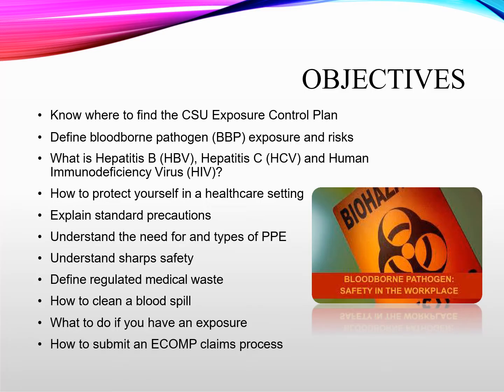Objectives listed here. Know your exposure control plan, where to find it. Define bloodborne pathogen exposure and risks. What is hepatitis B, hepatitis C, and HIV? How to protect yourself: standard precautions, PPE, sharp safety, regulated medical waste, cleaning blood spills, what to do if you have an exposure, and how to submit an ECOM claim.